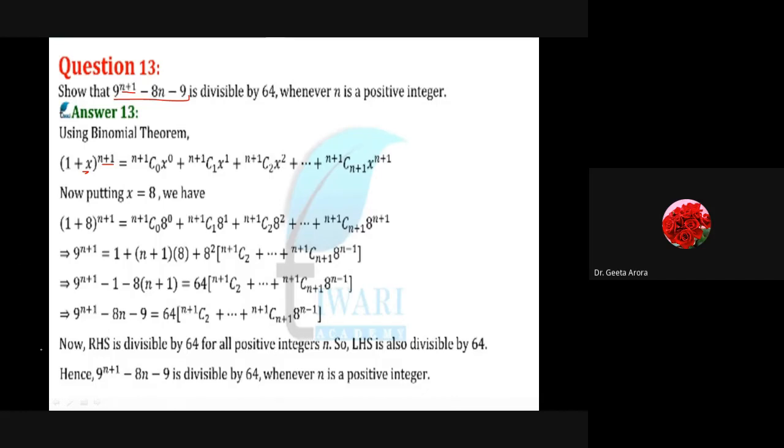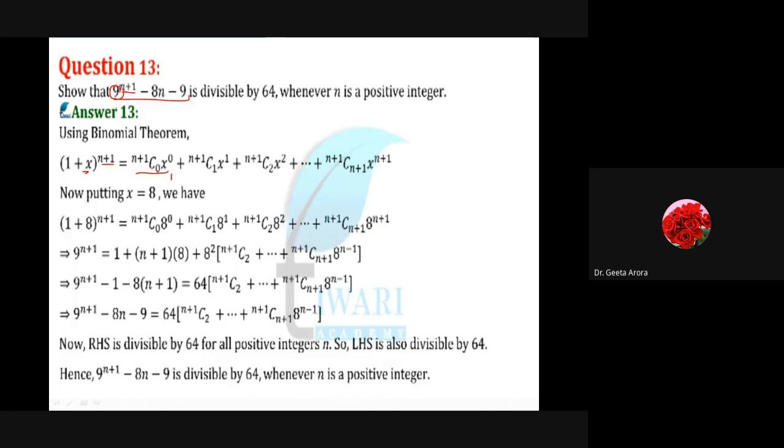So as the first term we have 1. If I open it, it is nC0 x raised to power 0, which means 1, plus (n+1)C1 x raised to power 1, (n+1)C2 x square, and the last term is x raised to power n+1. Now if I take x as 8, x as 8 gives me 9 raised to power n+1.